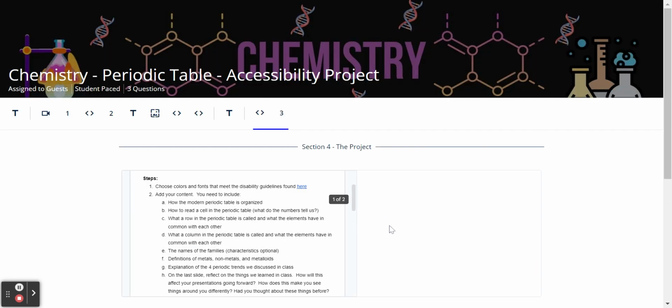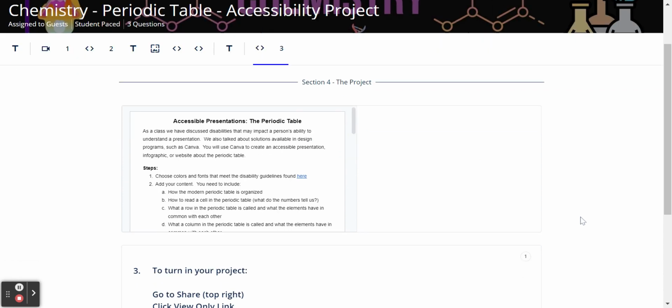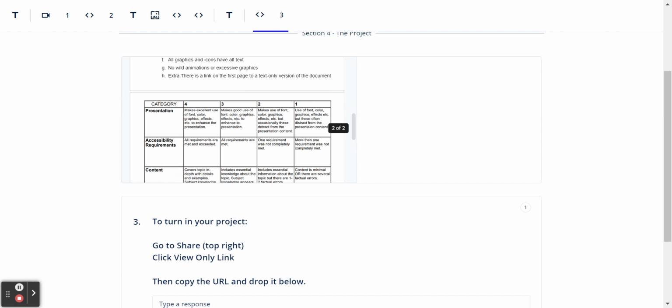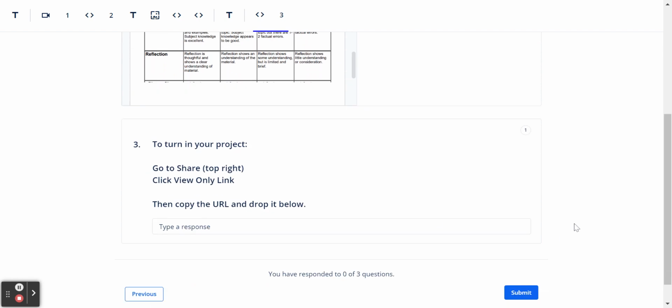And then this was their project description. So it had all of the steps and the rubric for grading and then a spot to turn it in.